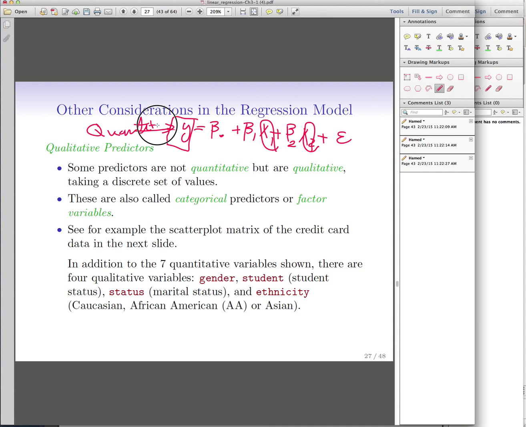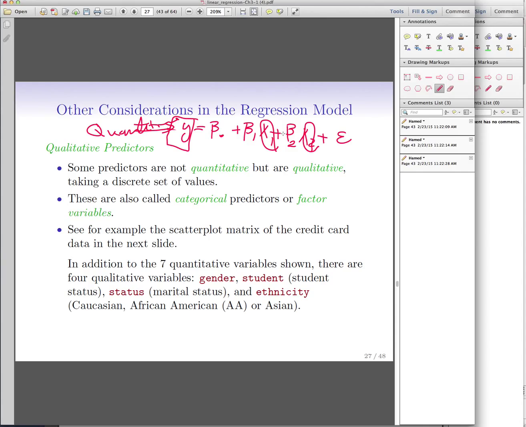However, as we will learn today, we can have qualitative predictors, categorical predictors. So now let's relax the assumption of quantitative predictors and assume we have a choice of having qualitative or categorical variables here as well.